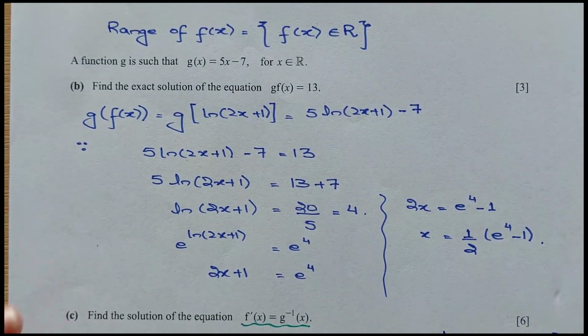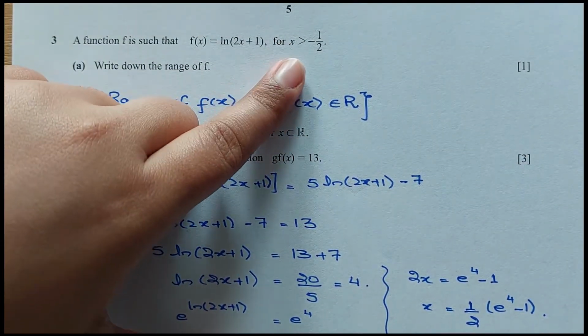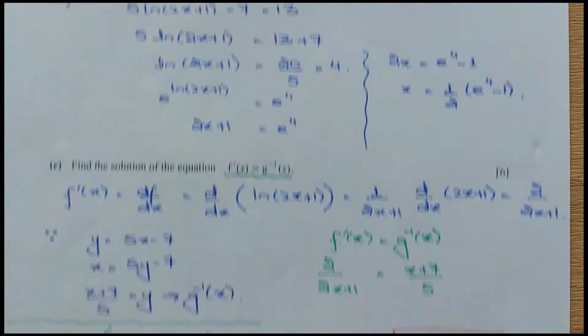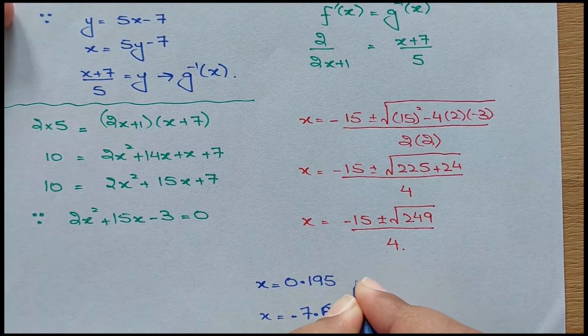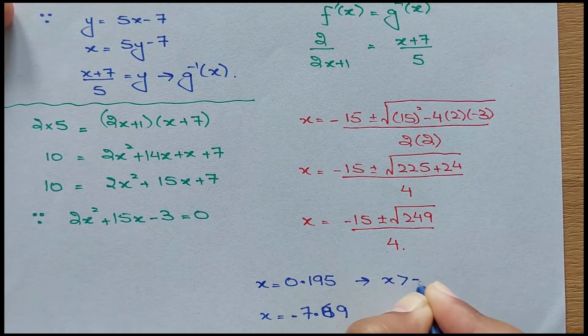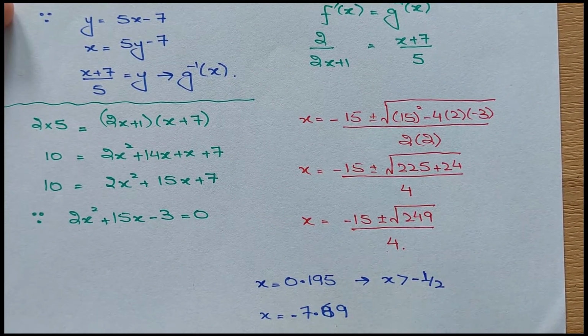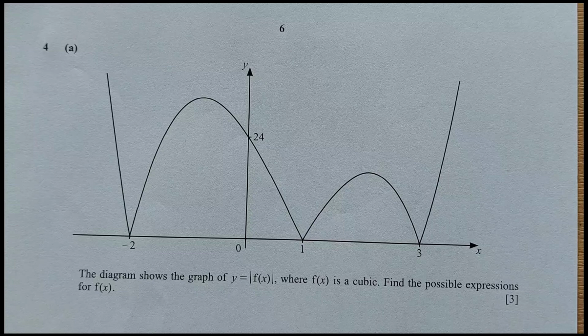So in the beginning we were given that x is greater than minus 1 by 2. So the values that are more than minus 1 by 2. So this is going to be the solution, because x is greater than minus 1 by 2, or x is greater than minus 0.5. So this value is going to be the solution, x equals 0.195.